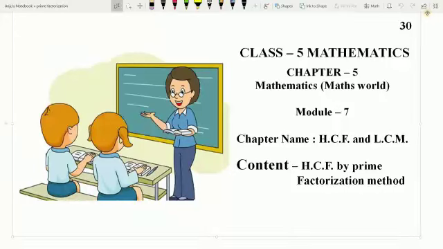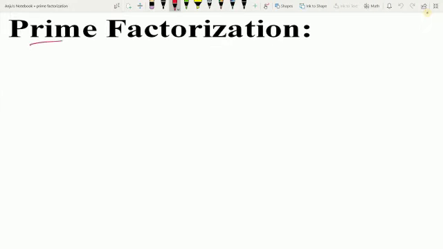Good morning students. Today we will learn to find H.C.F by using prime factorization method. So let us start. What is prime factorization? To understand this, we just need to understand two things. First, prime numbers and second, factors.